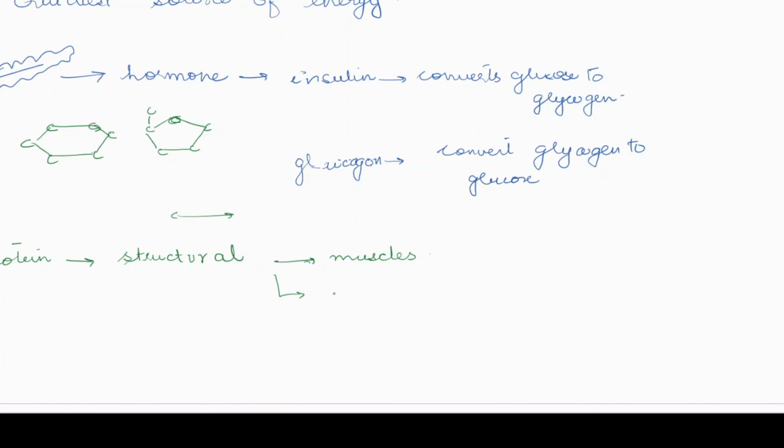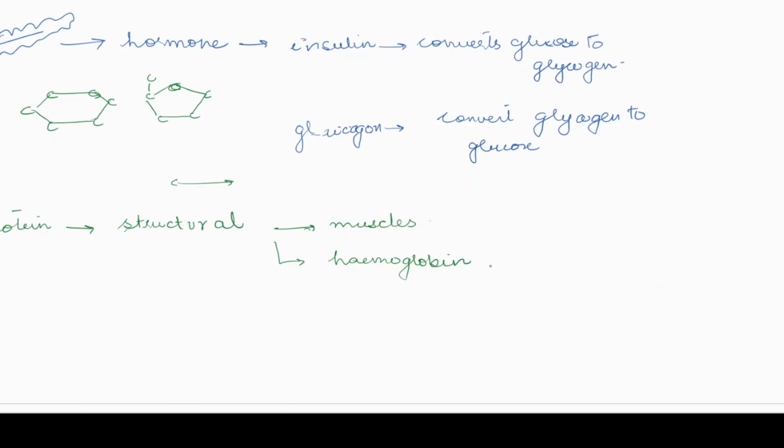Second one is in your blood, we have a protein known as hemoglobin. What is the function of hemoglobin? This is the protein that carries or transports oxygen around the body. There is another thing I'm telling you, enzymes. Have you ever heard of enzymes? These are the chemicals that help in the chemical reactions of the body.